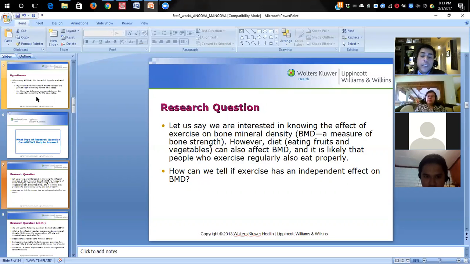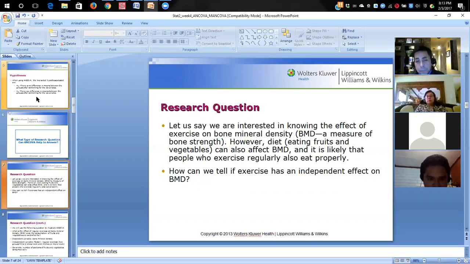So in order to get a good understanding of what happens to the bone mineral density when there are so many independent variables that might affect it, it would be good to study the women in this regard.